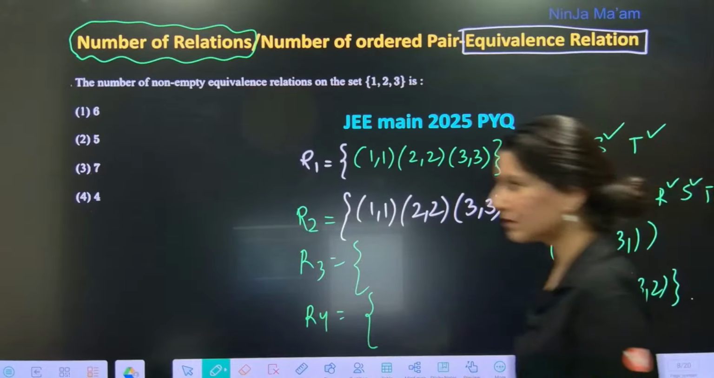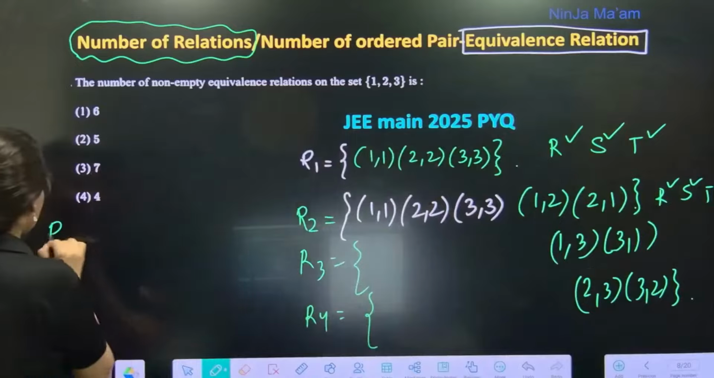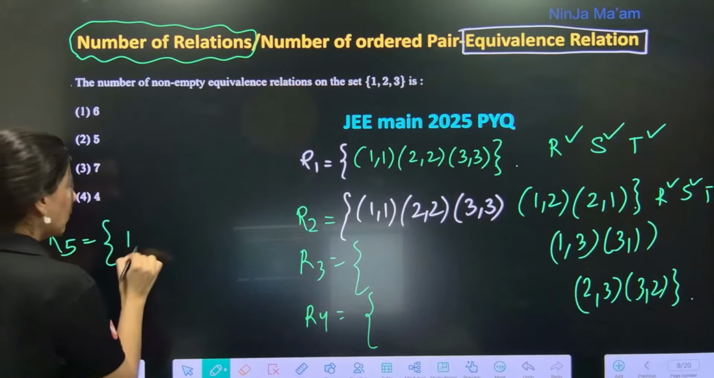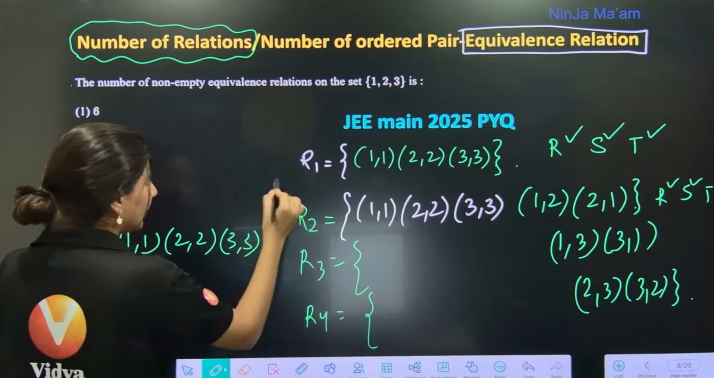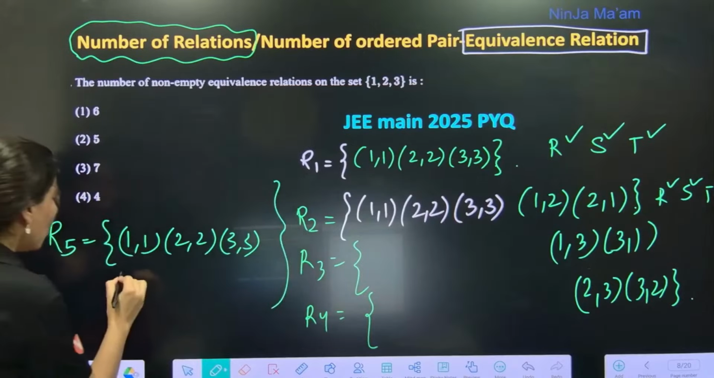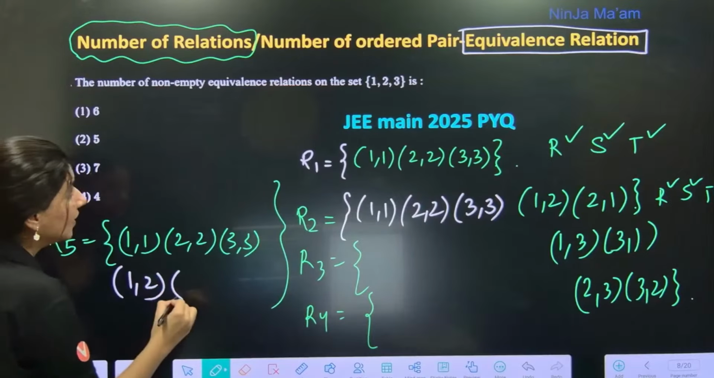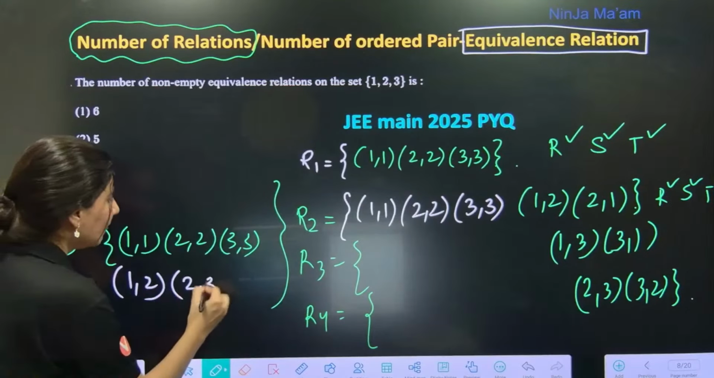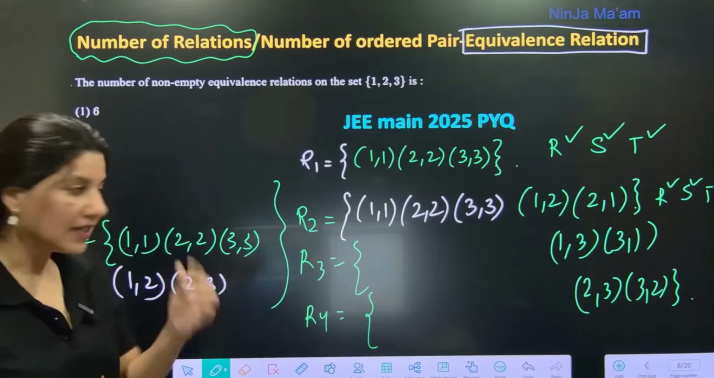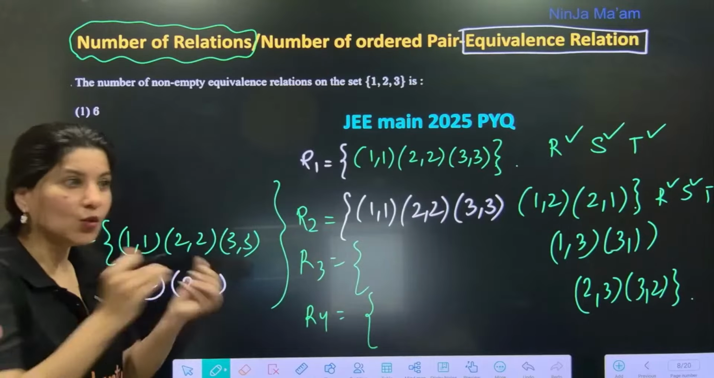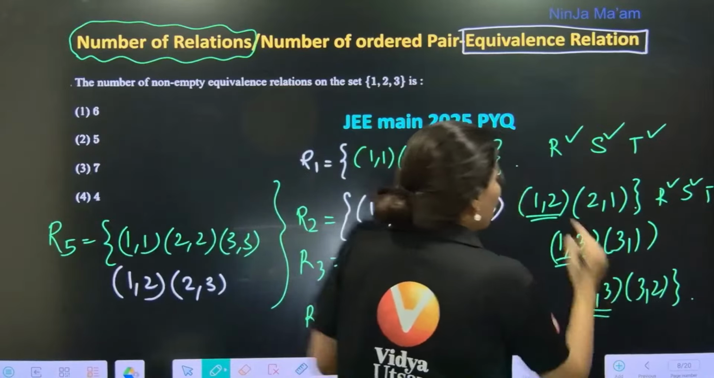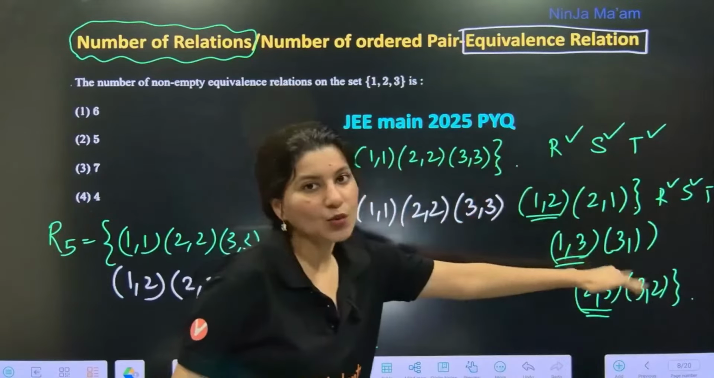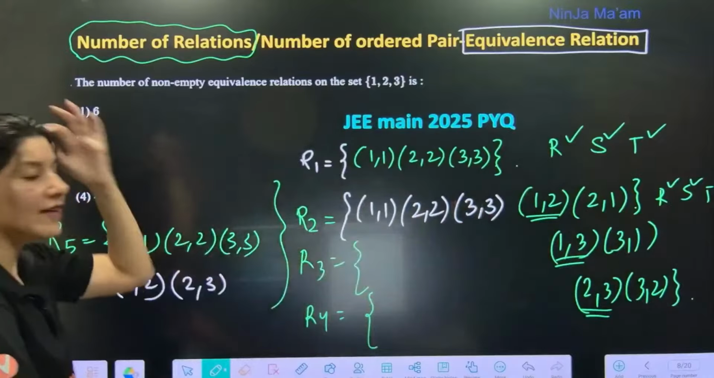Now what about R5? In R5 again (1,1), (2,2), (3,3) should be added. And now (1,2) and (2,3) if I am adding. Right now, I have introduced one only here, and because of the symmetricity constraint, I need to add one more, and that's it. I will have to stop over here.